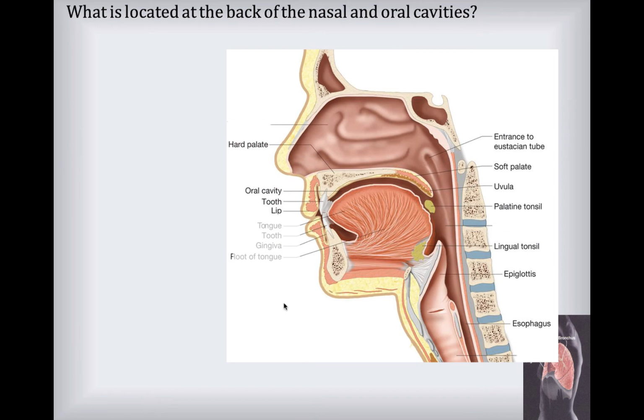Here we're looking again at the same section, a frontal section, looking at the right side of the nasal and oral cavity. And again, what is it that's behind there? Well, it's the pharynx. The upper part, the part that is behind the nasal cavity, is the nasopharynx. Not surprisingly, the part behind the oral cavity is the oropharynx. And then finally, we move down to the laryngopharynx. And so there it is.